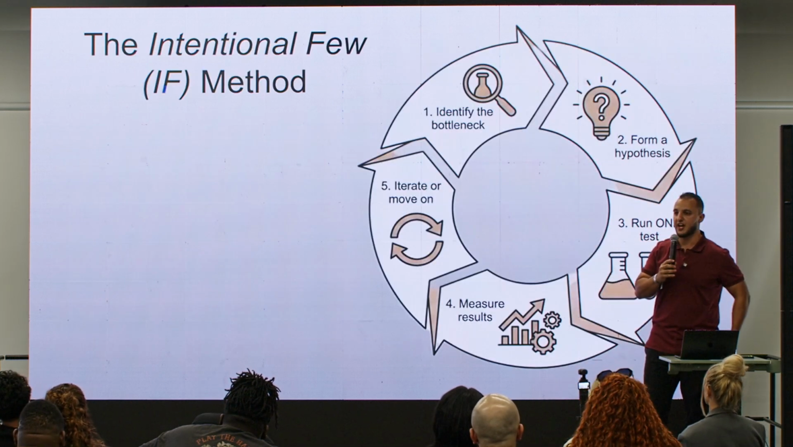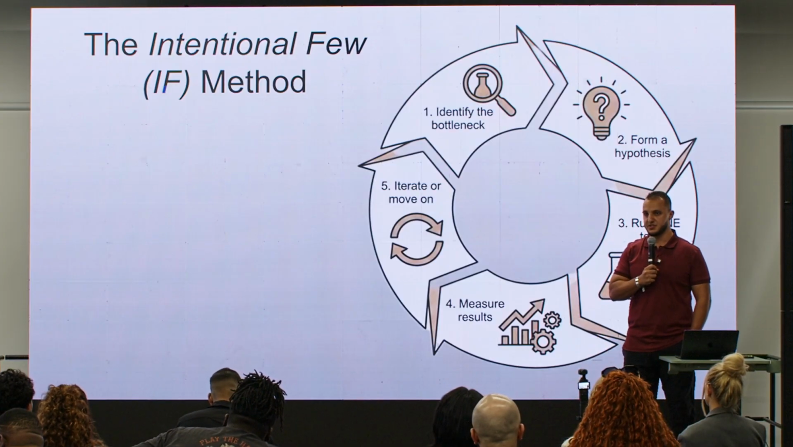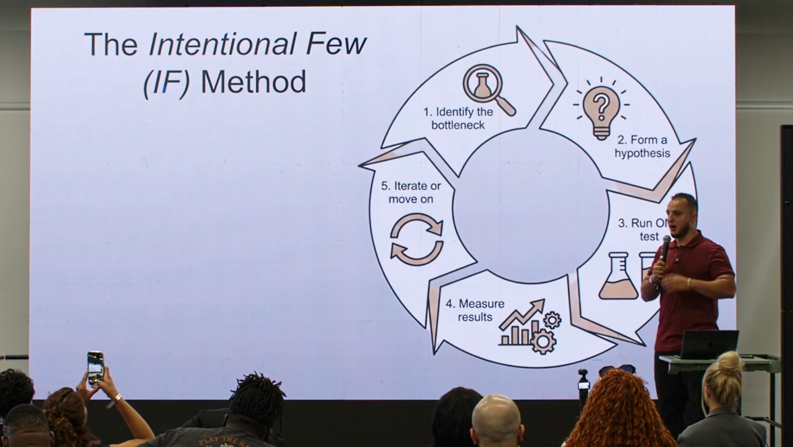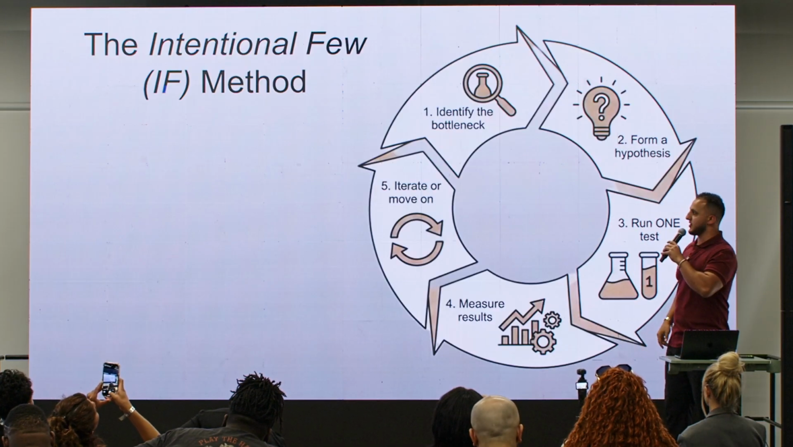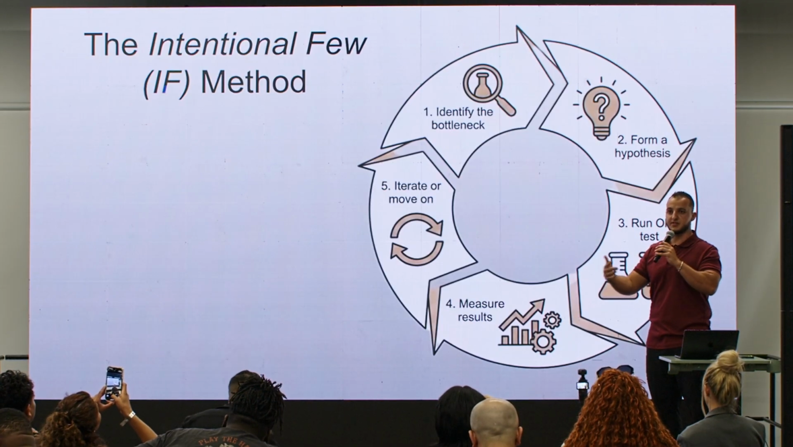This is our third and final piece, the boring math. This is the intentional few method, which is really the if-then method to make decisions in your business. We identify the bottleneck based on the data. I'll show you how we do that here in a sec. We form a hypothesis before we have anyone on our team propose ideas.